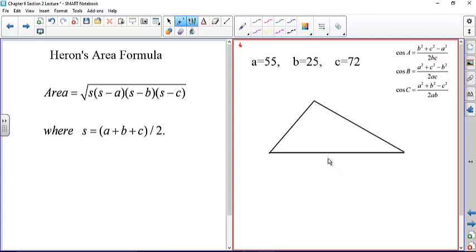So if this is side C, which is 72, this is side B, which is 25, and this one is side A, which is 55. If those are the sides, these are the angles that are opposite the sides. So that's the terminology. They said to do the angle that's opposite the longest side first.